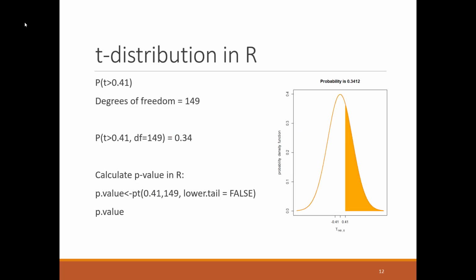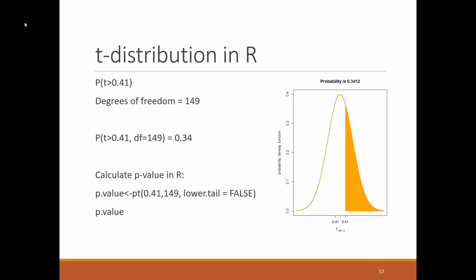So here we have the t distribution of 149 degrees of freedom, and you can see that the area shaded in orange, to the right of 0.41, is the probability of getting a t greater than 0.41 with 149 degrees of freedom, and that area is 0.34. So our p-value is 0.34. We could also calculate that in R.